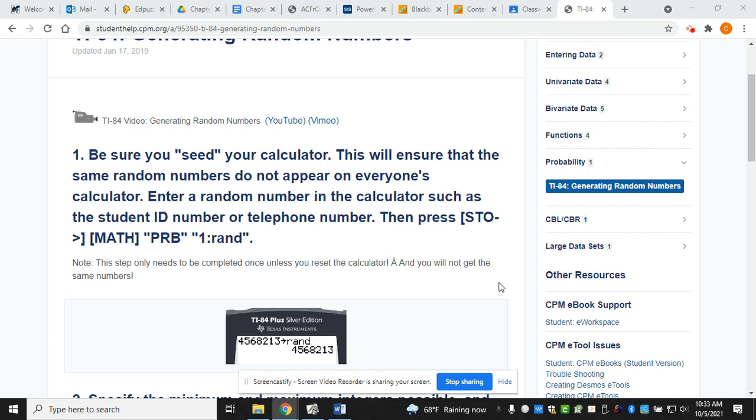So it's just putting that random number in as your seed number to make you guys have different numbers. Like I just came up with something so that y'all aren't going to get the same numbers. Otherwise, all of our calculators start the randomization process at a certain number.